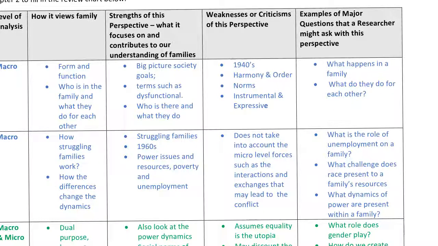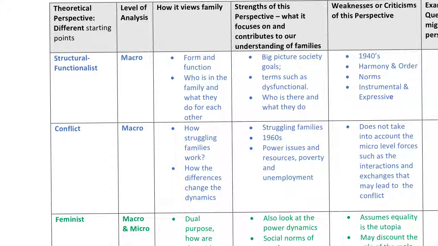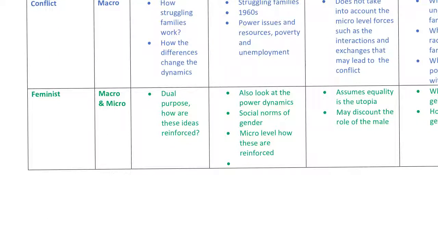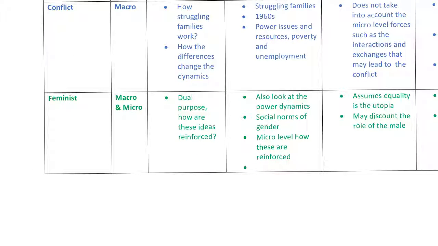So then in the 1960s, the conflict theory came out, and the conflict theory is how struggling families, or families that have that power dynamic we discussed last night, interact. That's the conflict theoretical perspective. And then there are the set that have both the macro and the micro.